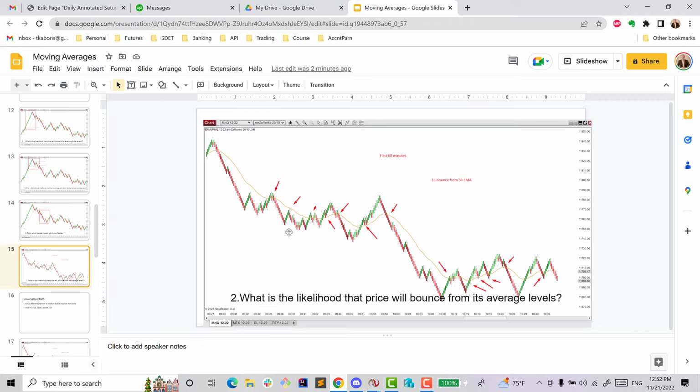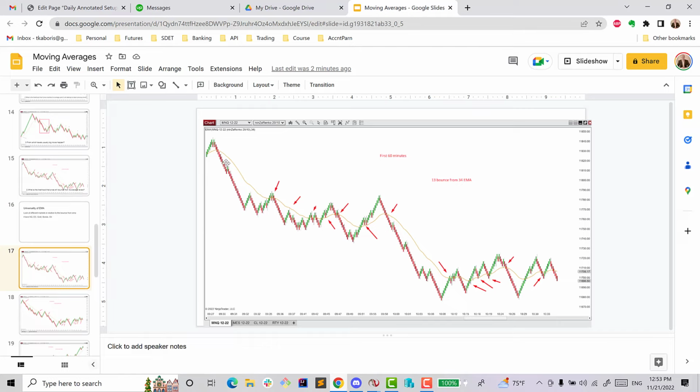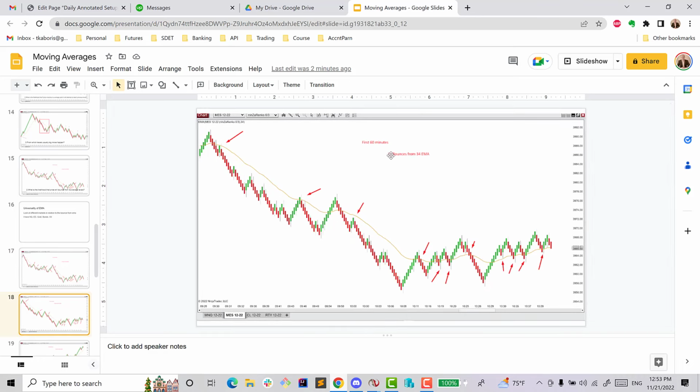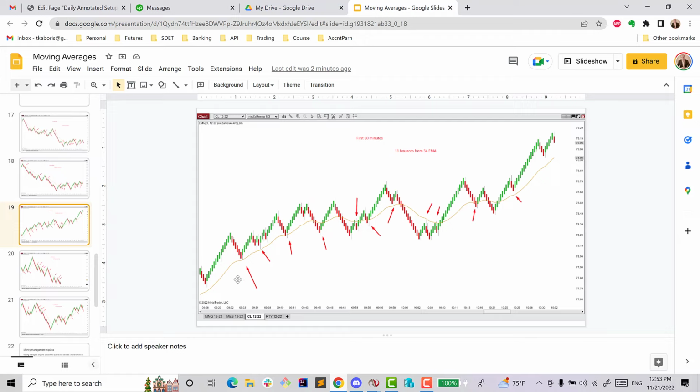Let's look at the universality of EMA. Let's look at different markets. We looked at the MNQ, and here is the same time, same day, but it's MES. We have bounce here, bounce here, bounce here, bounce here, and see how price attracts and bounces from EMA. Let's look at a different market. This is oil. Bounces from here, here, here, here. See how price attracts to EMA and bounces from it.